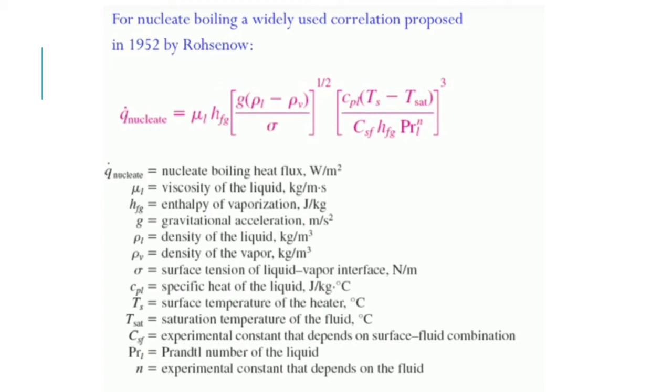Q nucleate is the nucleate boiling heat flux, mu L is the viscosity of the liquid, HFG is the enthalpy of vaporization, g is gravitational acceleration, rho L is the density of liquid, rho V is the density of vapor, sigma is the surface tension of the liquid-vapor interface, CPL is the specific heat of liquid in joule per kg, Ts is the surface temperature of the heater, T saturation is the saturation temperature of the fluid, CSF is the experimental constant that depends on the surface-fluid combination. The Prandtl number of the liquid is PRL and n is the experimental constant that depends on the fluid.